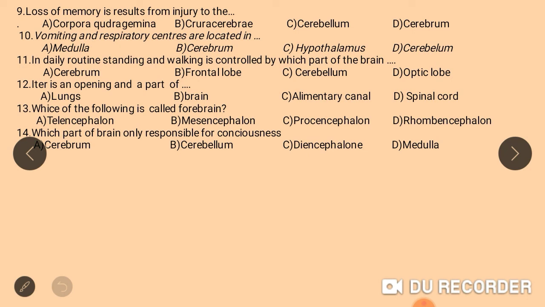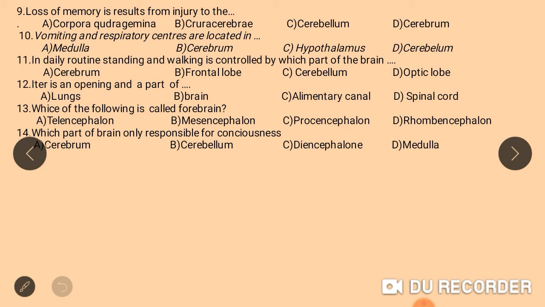Question number 12. Uter is an opening and the part of ___. Lungs, brain, alimentary canal and spinal cord. In our brain, there are also cavities present. They are called ventricles, and a cavity is also present in the spinal cord. The cavity of the spinal cord is called the uter cavity. So the correct option for that question is option number D, spinal cord.